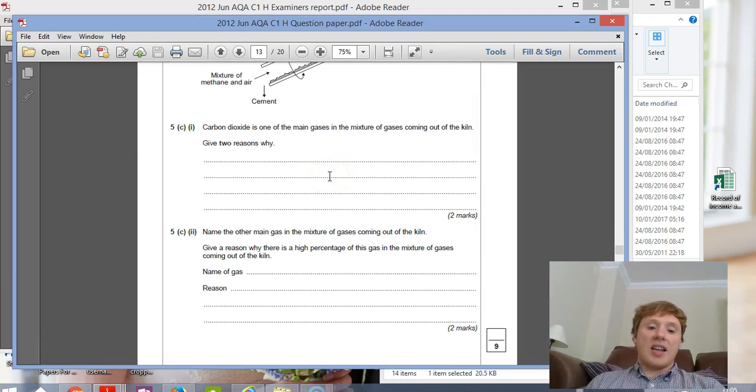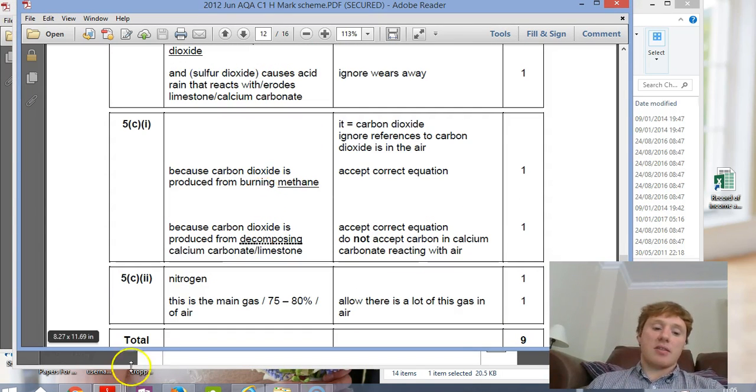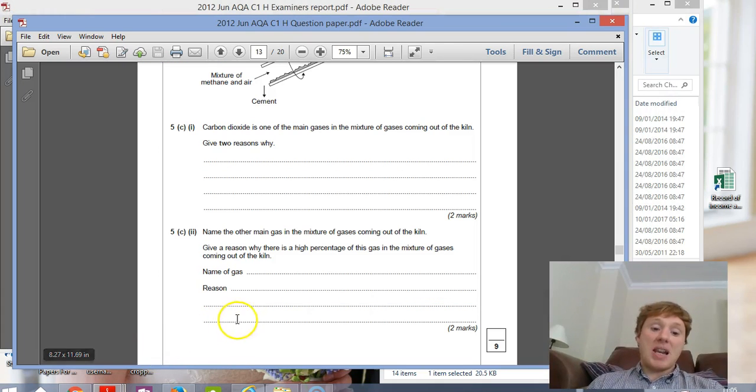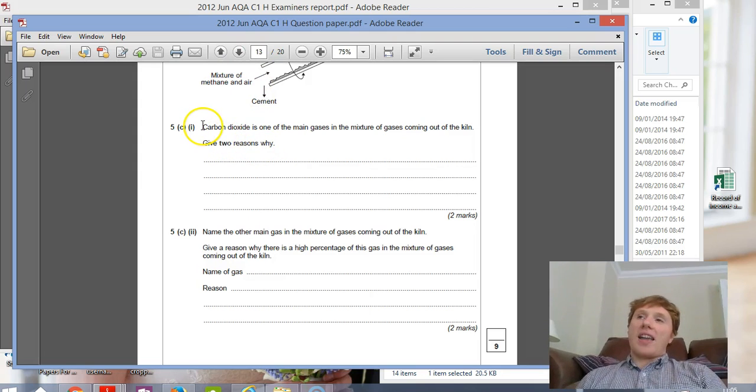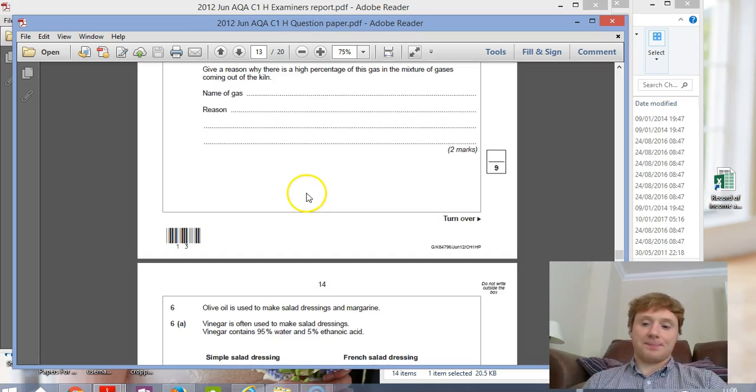Name the other gas, another gas, and why is there a high percentage? Go. Nitrogen, because it's in the air as 75 to 80%. Don't think this was answered well. It was poorly answered. It's a bit of a tricky question because it's going in, not doing anything, and coming out. And you kind of get the clue when it says air. But I expect most people will be thinking, oh, what's a big gas that's been reacted, that's produced from a reaction? So, yeah, there we go.